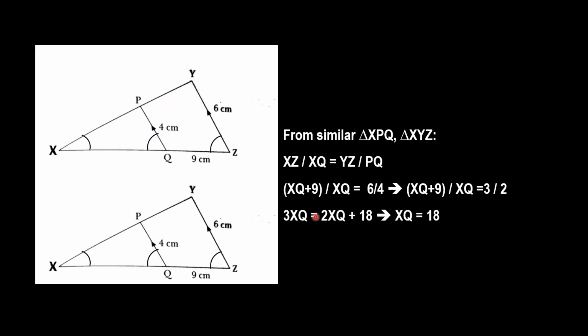So XQ plus 9 by XQ equals 6 by 4, or 3 by 2. Cross multiply, and you will get 3XQ equal to 2XQ plus 18, or XQ is equal to 18. If XQ is 18, then XZ will be 27. So 18 to 27 is 2 by 3, and 4 by 6 is also 2 by 3. So the required length XQ is 18 units.